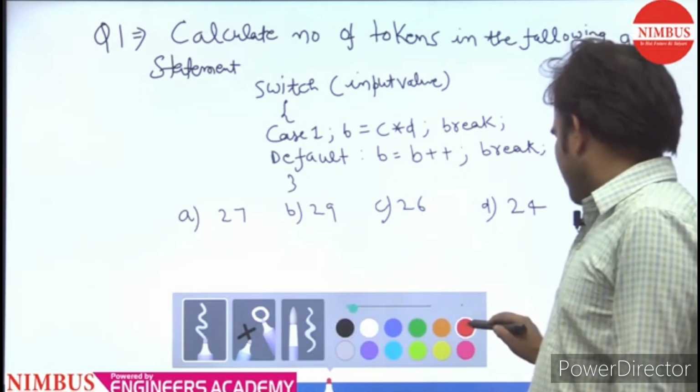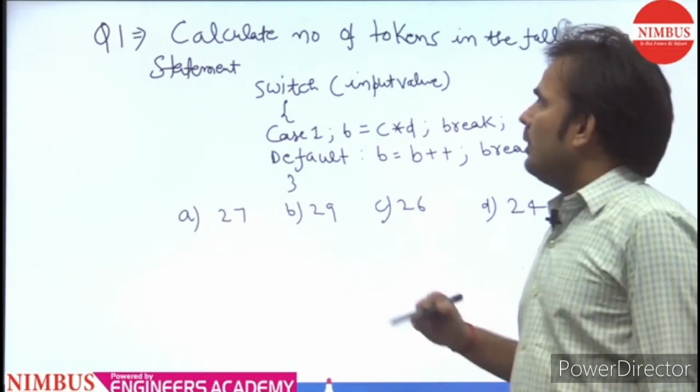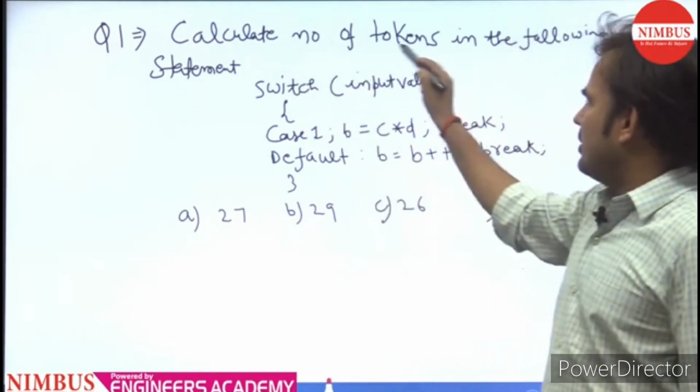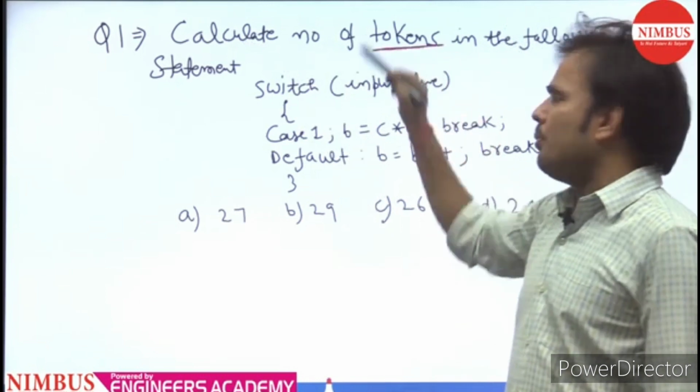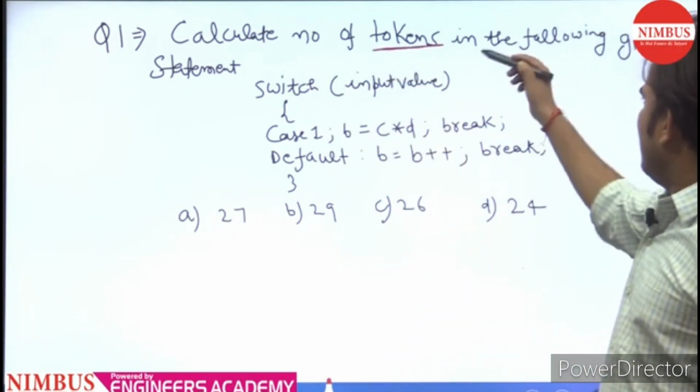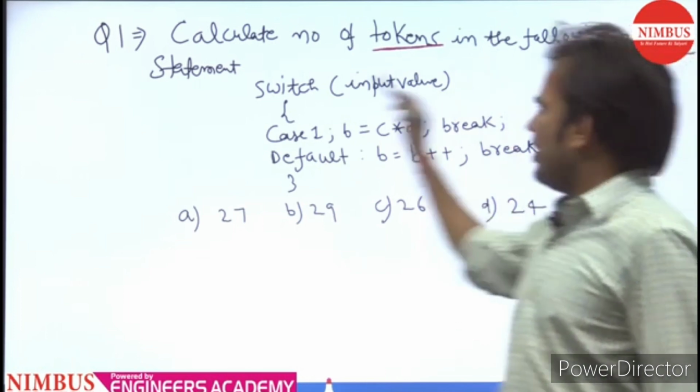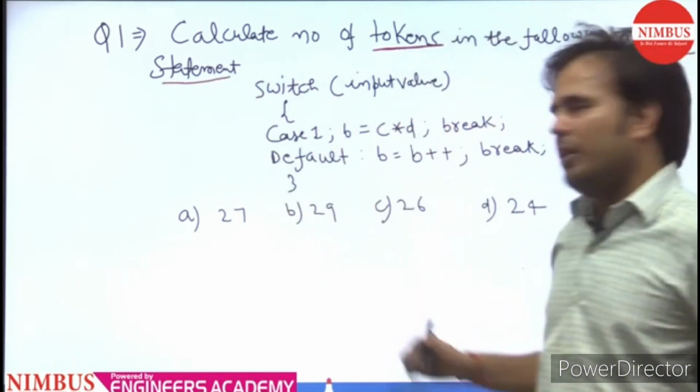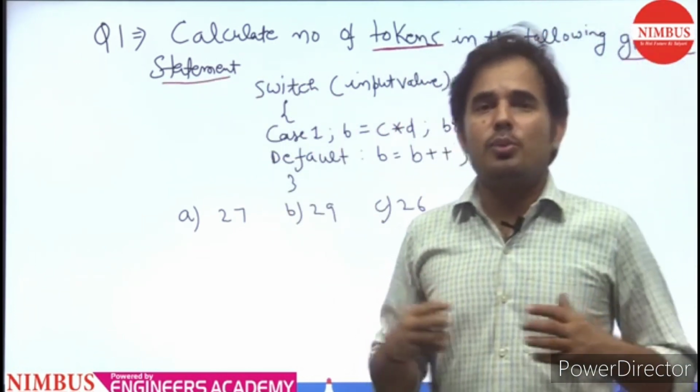This is my first question. Calculate the number of tokens, means you need to find out what number of tokens are in the following given C statement. This is a C statement that is given. You need to find out the number of tokens.